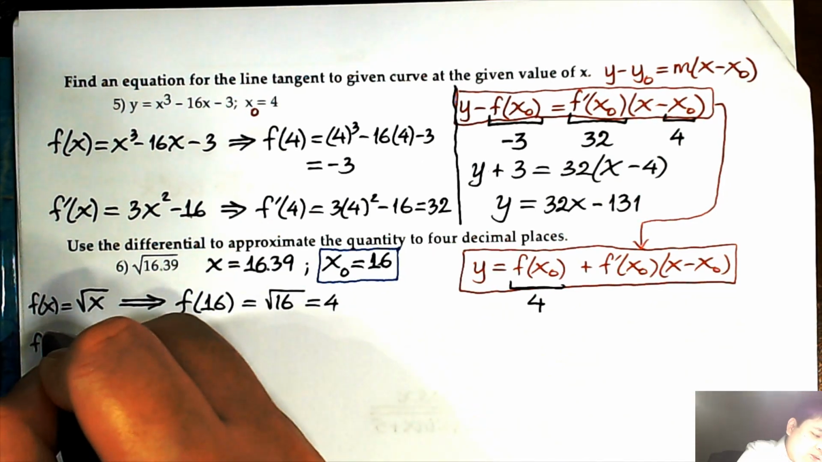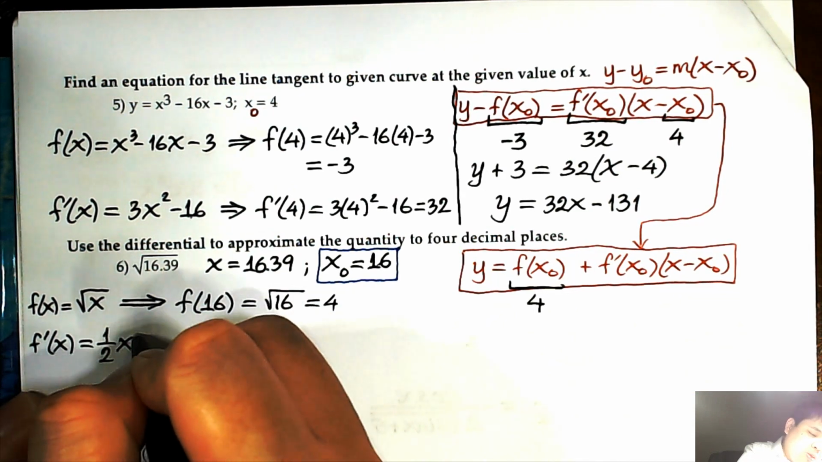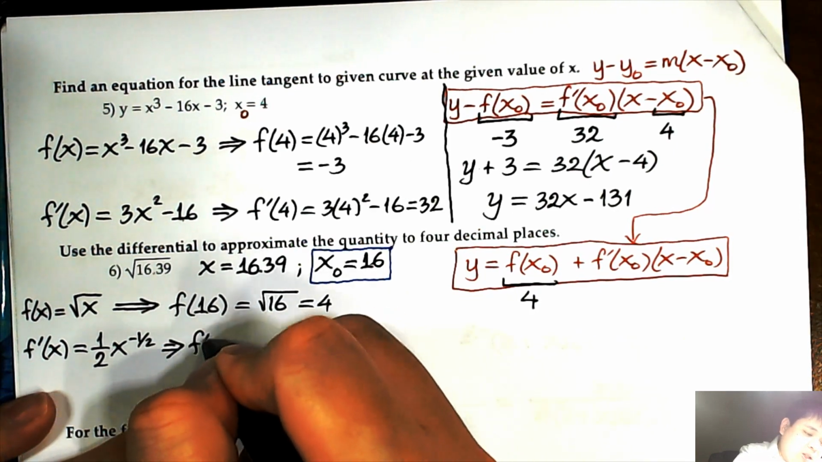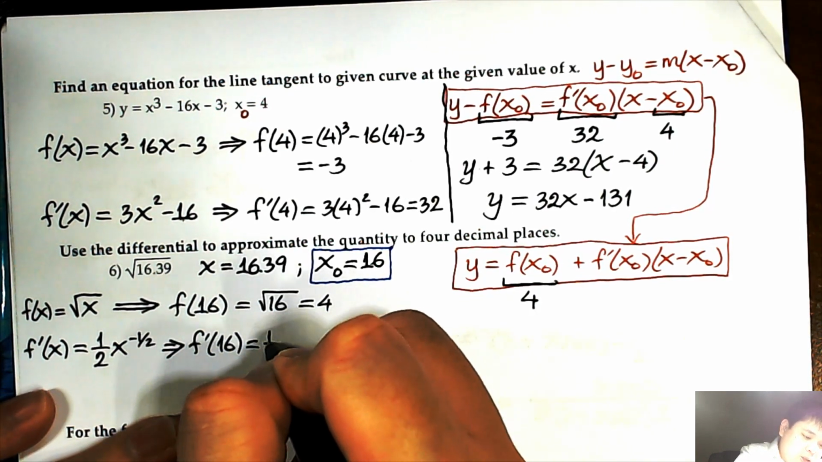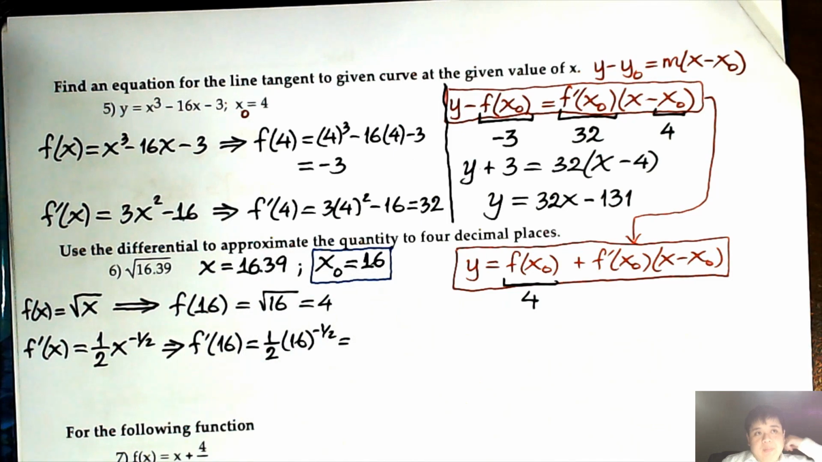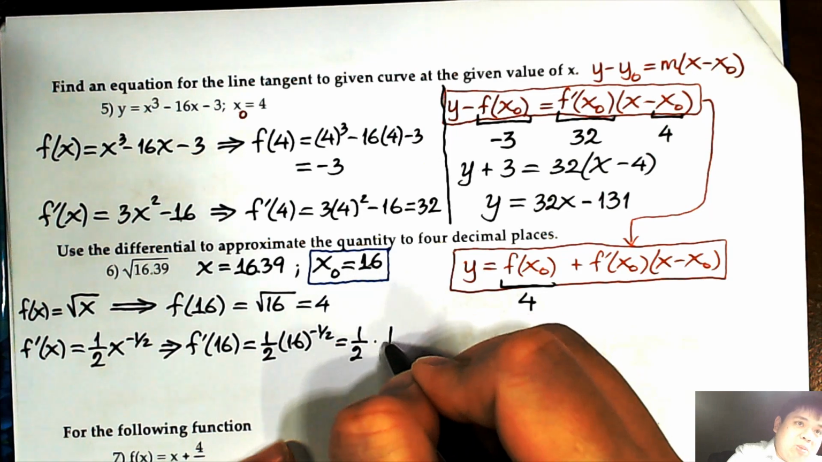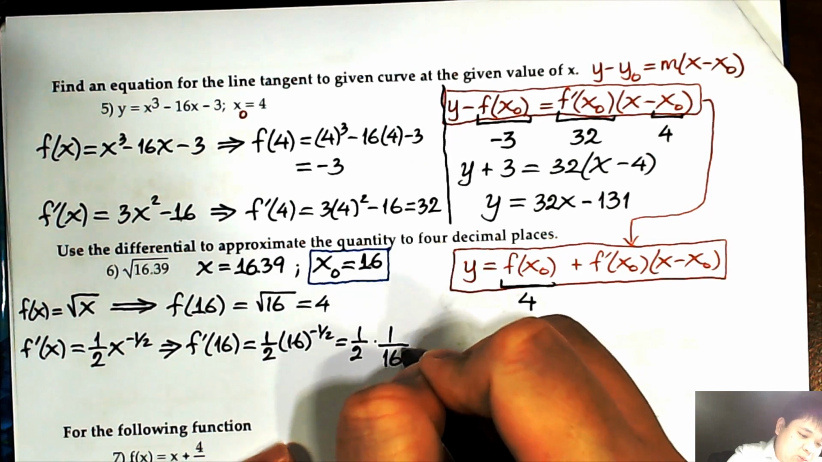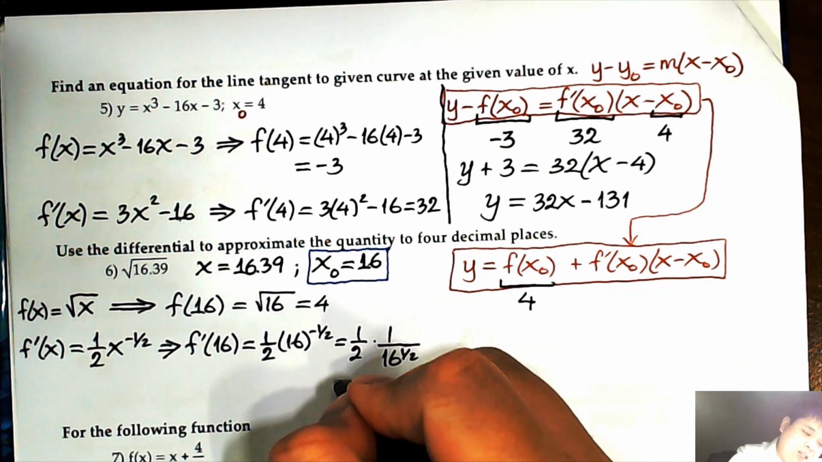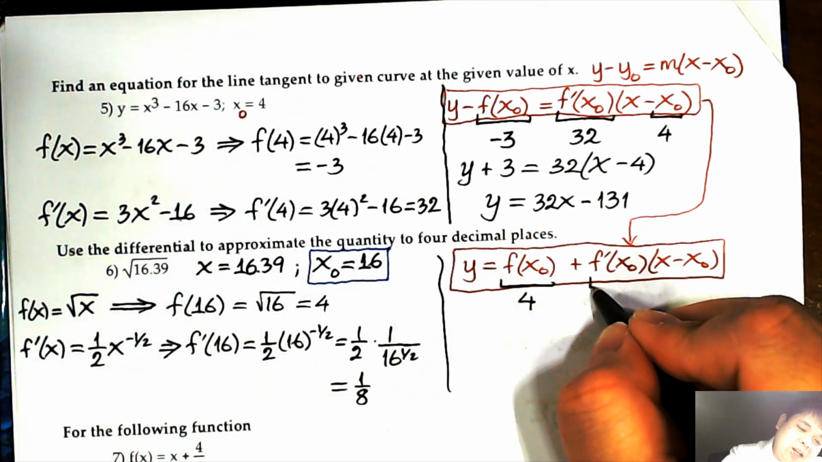Next we have the derivative. This is x to the 1/2. The derivative is 1/2 x to the negative 1/2. And similarly, we're going to put 16 into it. That 1/2, 16 to the negative 1/2, I move it down. It becomes 16 to the positive 1/2. Well, that's like the square root, so this is 1 over 8. So I'm going to put 1 over 8 here.